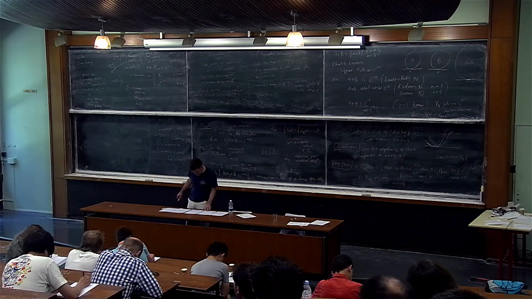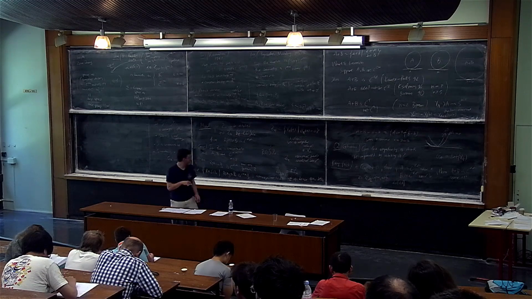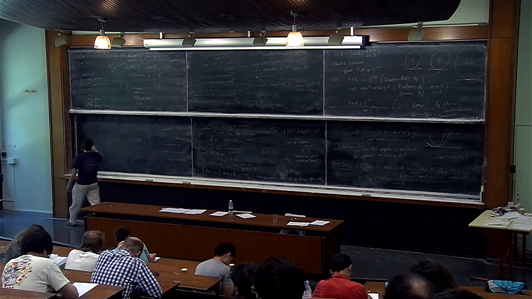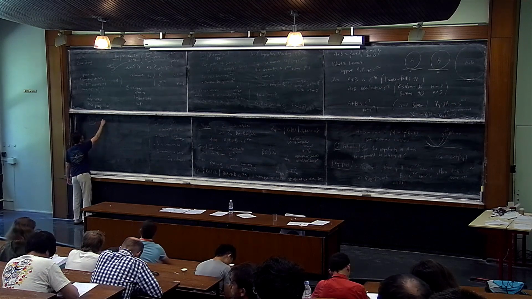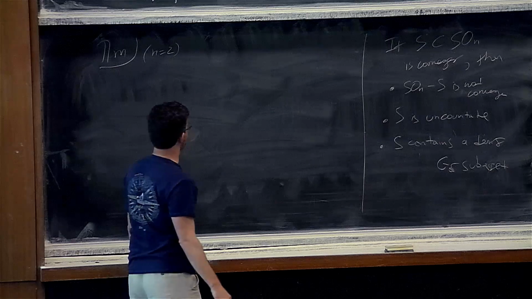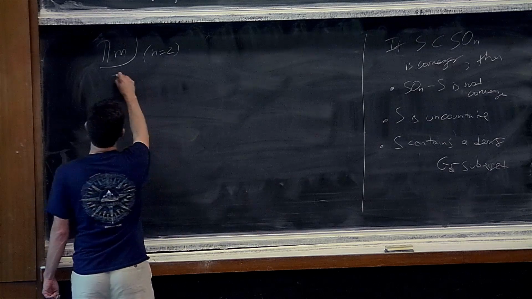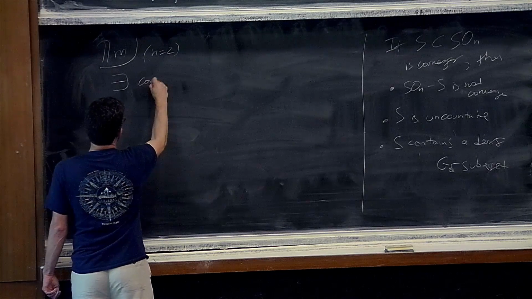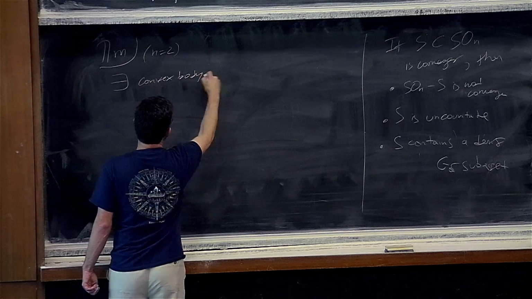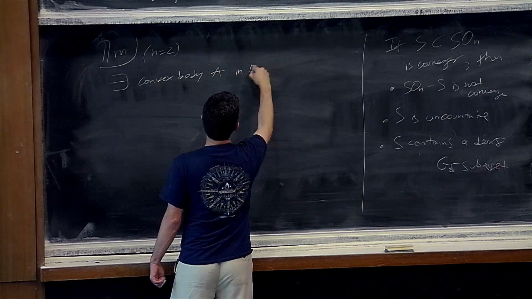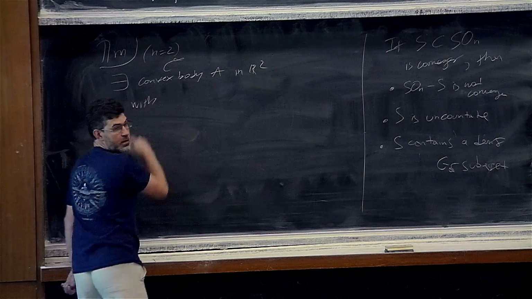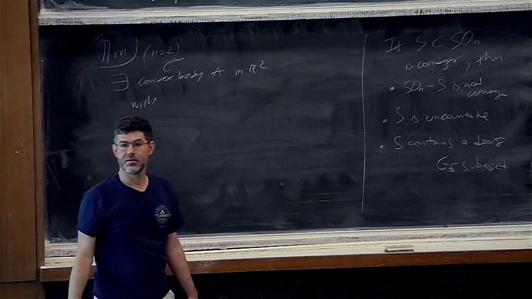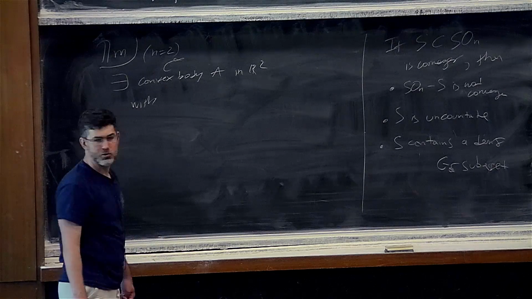Now, here's the main theorem which I want to talk about. So this is a theorem when n is 2, for convex bodies on the plane. It's possible to find a convex body A in R^2 such that, well, a C infinity convex body such that... I'm sorry?